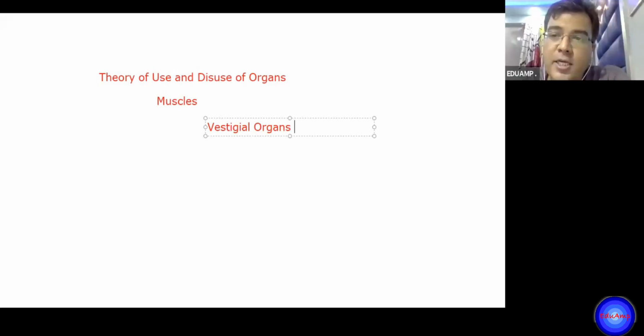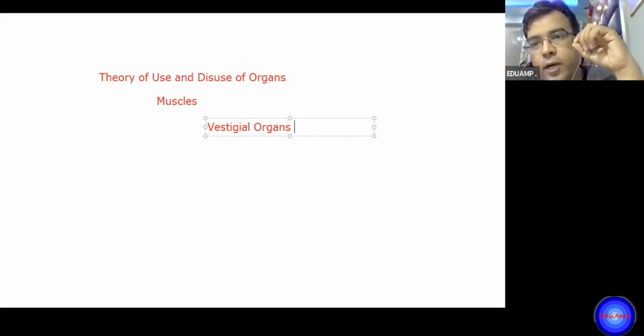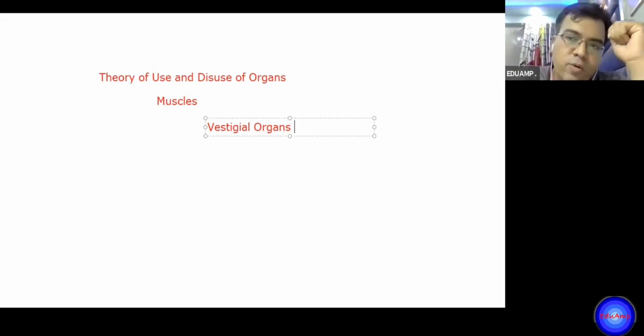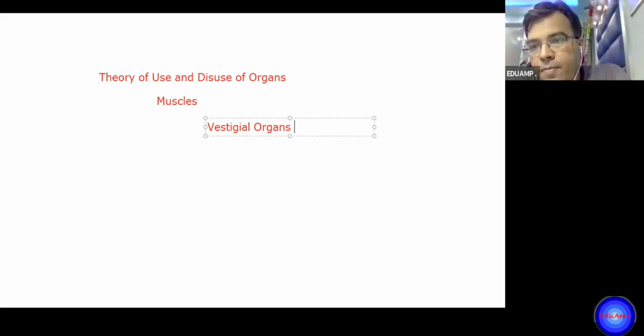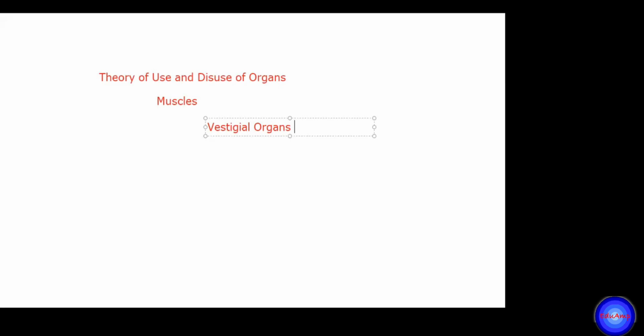Vestigial organs are the organs which were functional in our ancestors but which are not functional now. Write it: vestigial organs are the organs which were functional in our ancestors but are not functional now. इसका क्या मतलब हुआ कि ये हमारे एंसेस्टर्स में फंक्शनल थे लेकिन हम में फंक्शनल नहीं है। एनी डाउट?